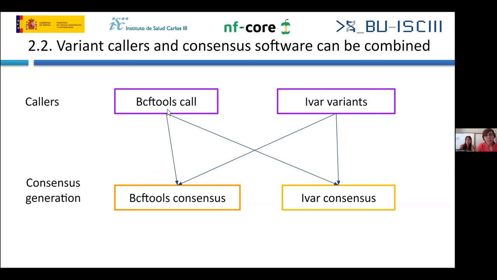One of the main functionalities in version 2.3 is that now the user can determine which variant caller, or which combination of variant caller and consensus generating software, they want to use. Until this version, by default, iVar variants always used iVar consensus as the software for generating the consensus, but now you can combine them. You can use iVar variants for variant calling and BCFtools consensus, or the other way around, providing more flexibility for the user, and more capacity of decision on how the consensus will be generated.